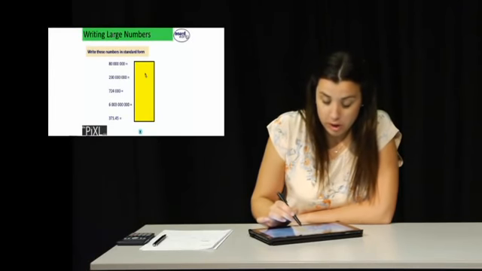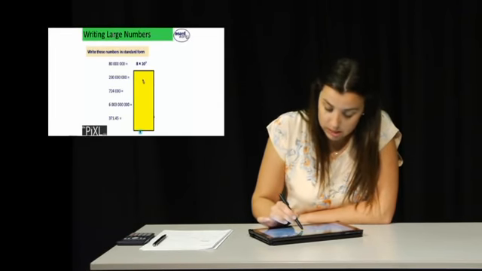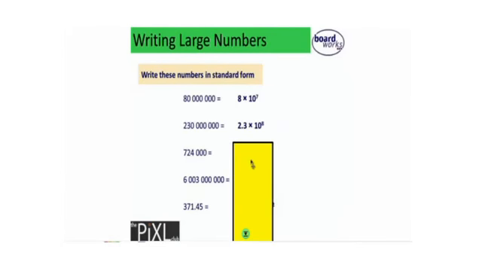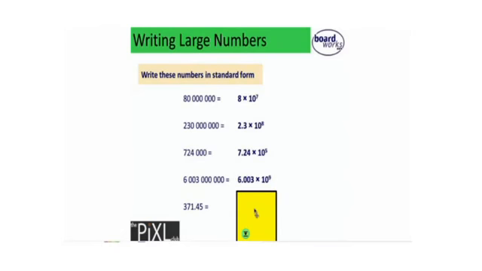Okay, let's see how you got on with those. So if I can reveal the answers here, our first one, 8 times 10 to the power 7. Our second one, 2.3 times 10 to the power 8. 7.24 times 10 to the power 5. 6.003 times 10 to the power 9. Remember to keep those zeros in. And lastly, 3.7145 times 10 to the power 2.